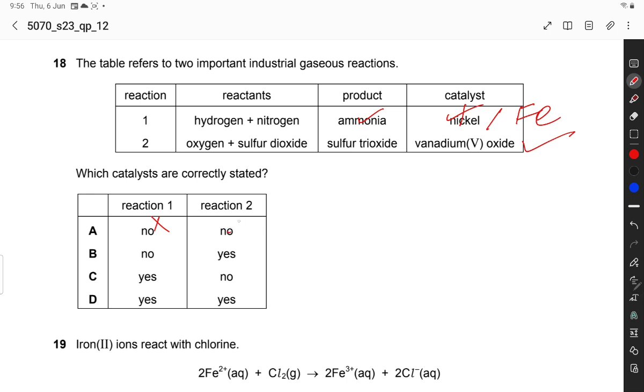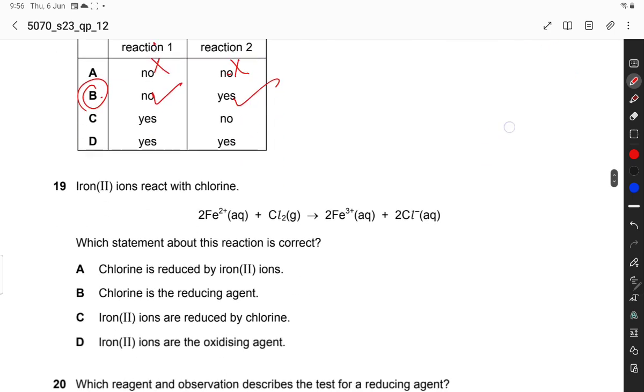Reaction 2, no, is incorrect. Reaction 1, no. Reaction 2, yes. Vanadium pentoxide is the correct use of catalyst in this reaction, but iron is used over here instead of nickel. So B option is correct option.